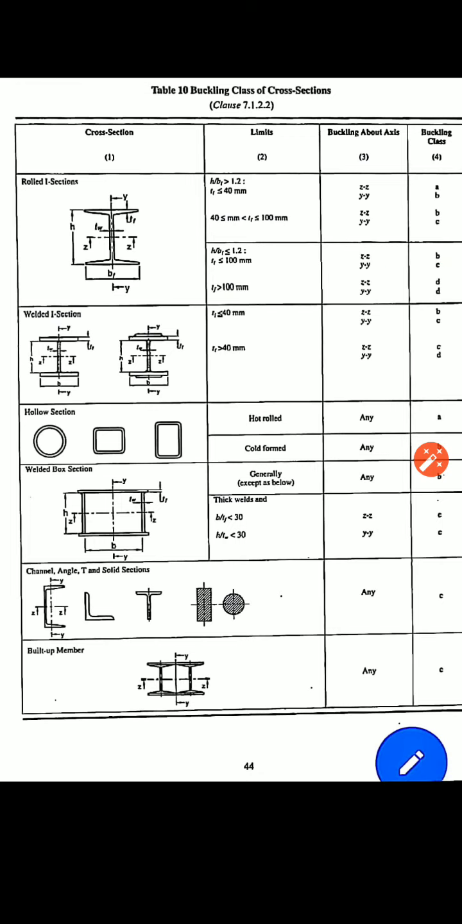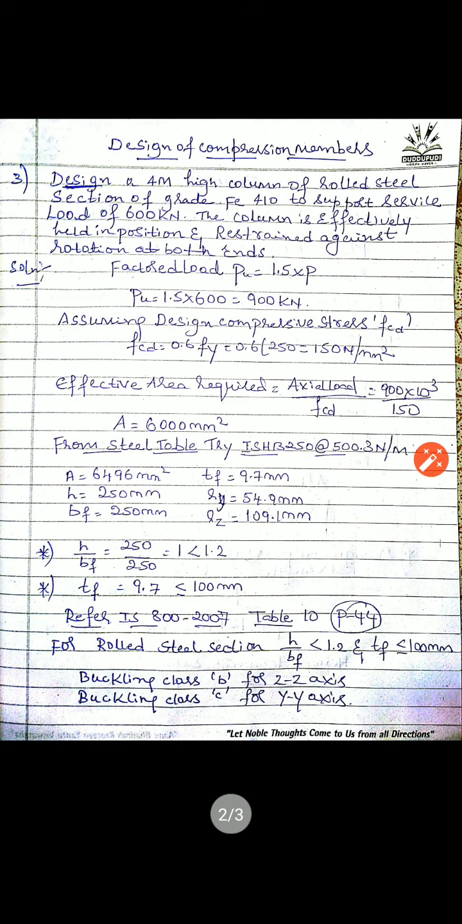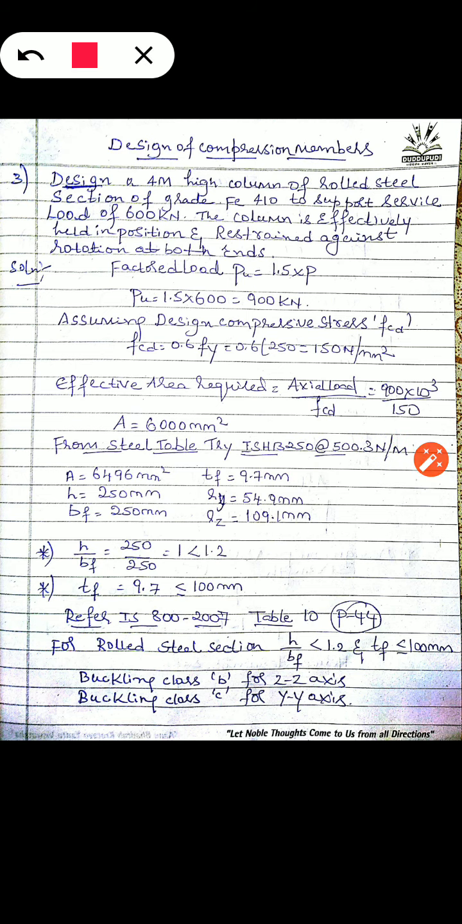Okay. Now the same thing I have written: for a rolled steel section, h by bf ratio is less than 1.2, we got 1. Then thickness of flange should be less than 100, we got 9.7. So it is buckling class B for the ZZ axis and buckling class C for the YY axis. Now always we have to refer to the YY axis. So the YY axis will decide the buckling class.